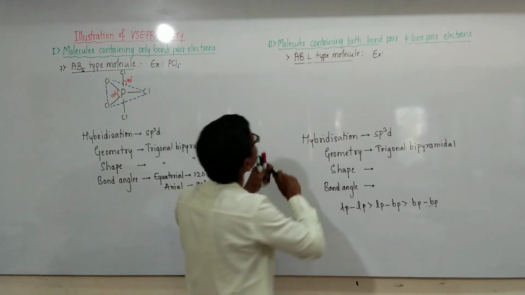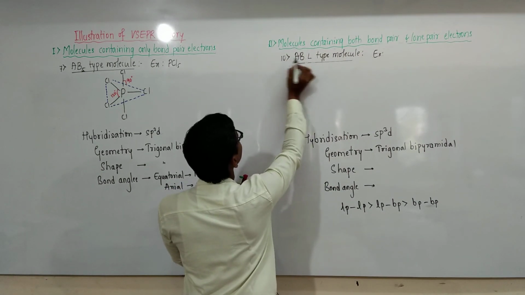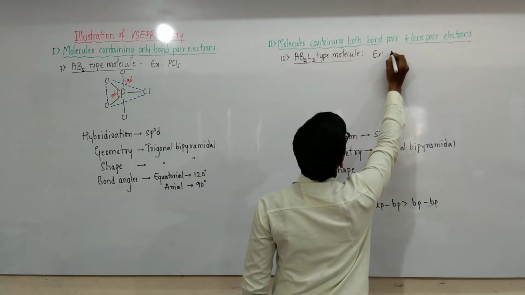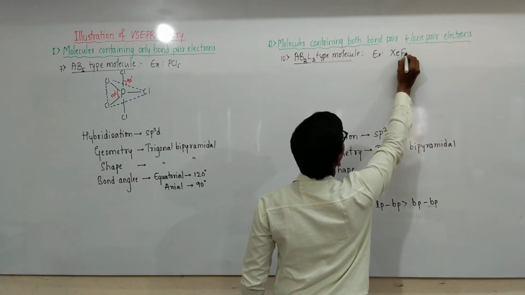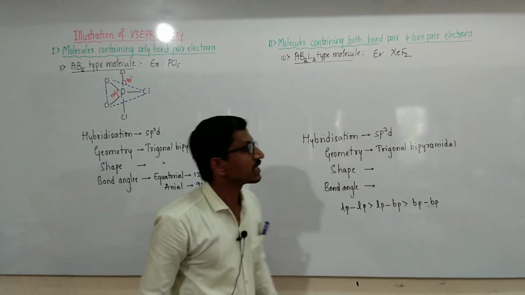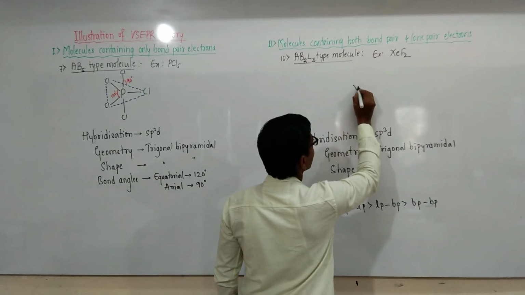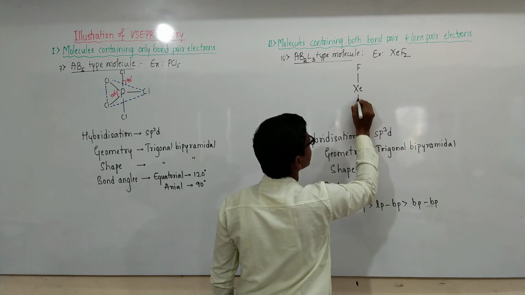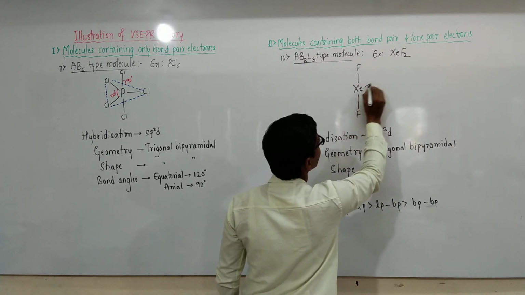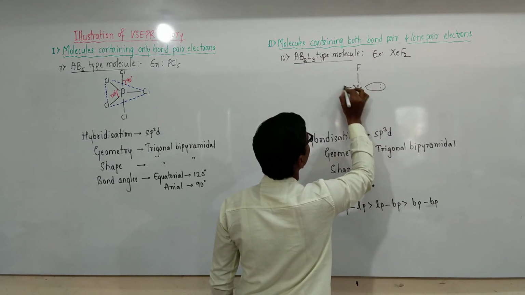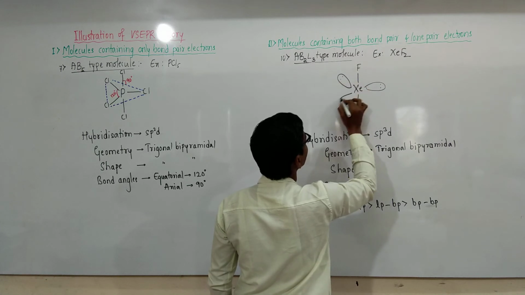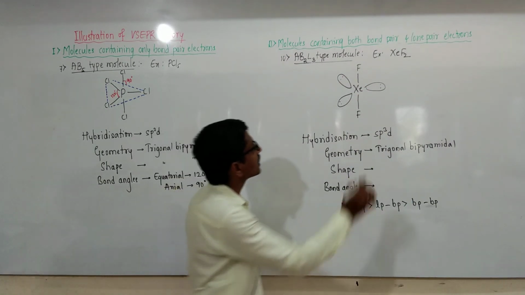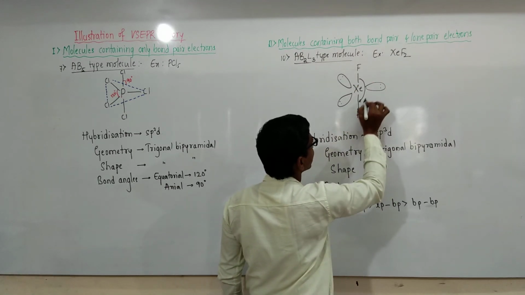Next one is the tenth one, AB2L3 type of molecule. Example is XeF2. Central xenon is axially bonded to fluorine atoms, and 3 lone pairs of electrons are present in the equatorial positions, and its bond angle is 180 degree.